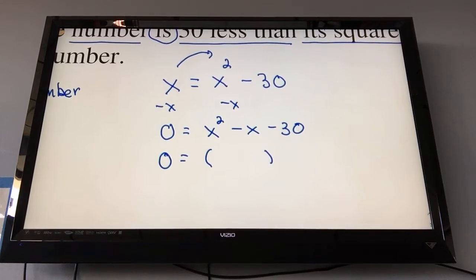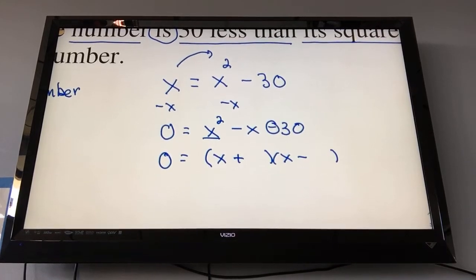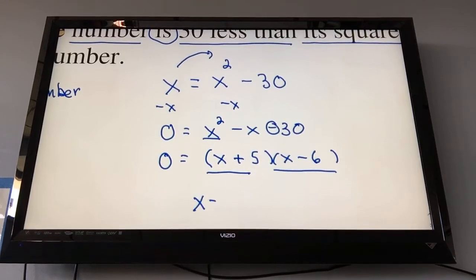I factor. x times x, minus at the end means one of each. And what pair multiplies to give me 30, but gives me negative 1 in the middle? 5 and 6, which one's negative? The 6. So my two possible solutions are negative 5 and positive 6.